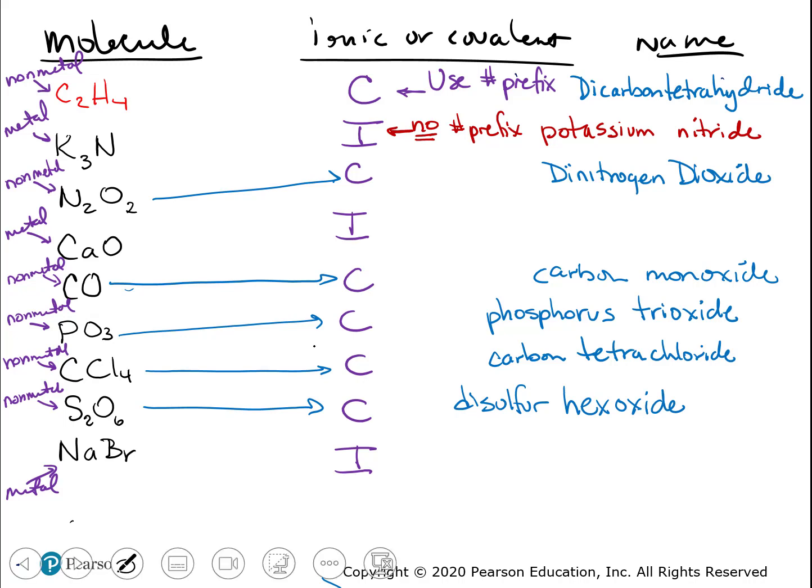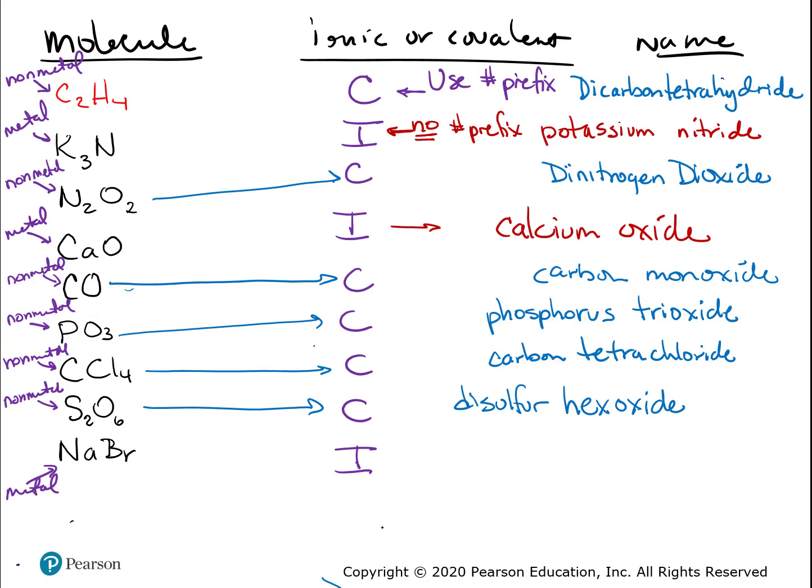So then what is CaO? Yep, calcium oxide. And then the last one, NaBr. Sodium bromide. Nope, because it's ionic. So just put yourself a note. If it's ionic, no number prefixes. So potassium nitride, no number prefixes. Calcium oxide, just whole name of the metal, first part of the nonmetal plus IDE. That's all you have to do.